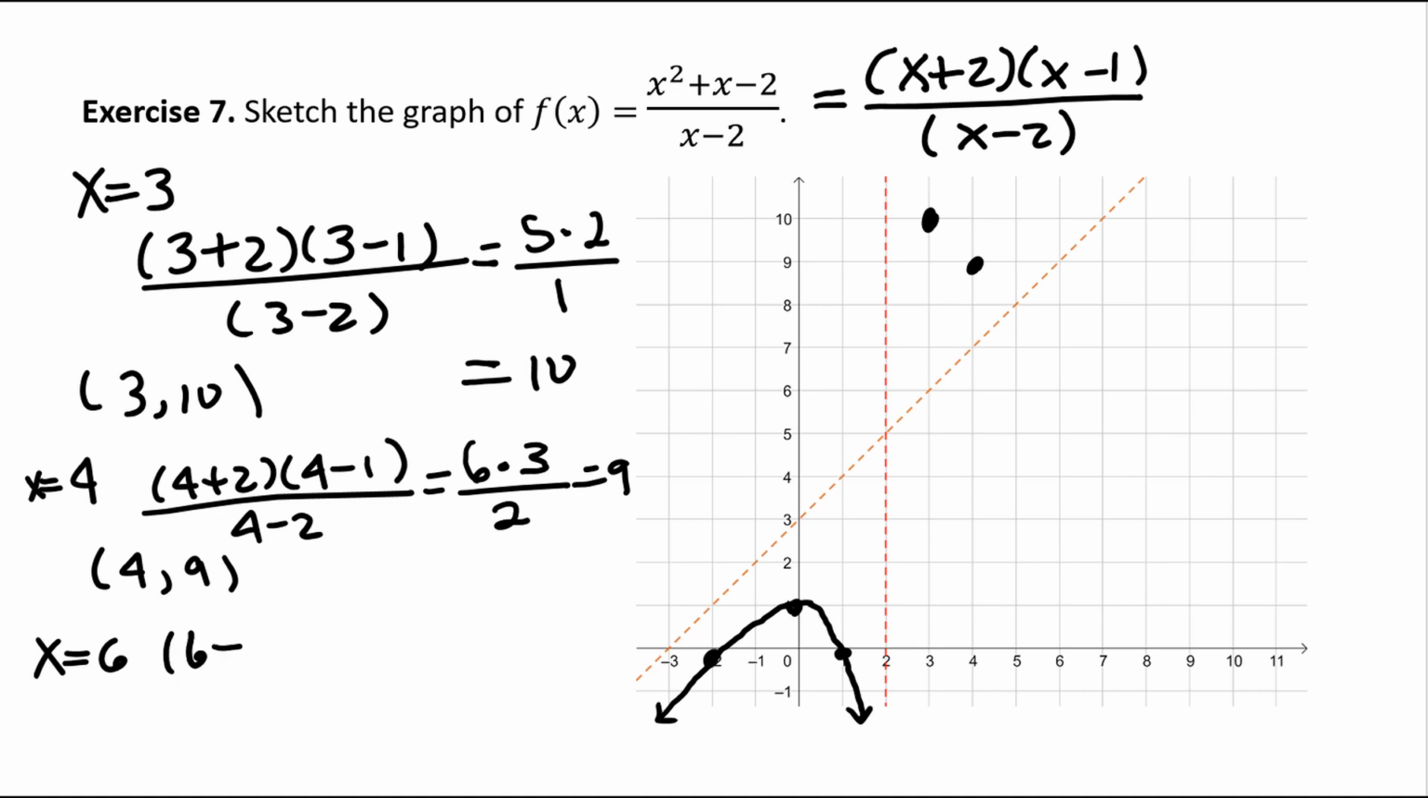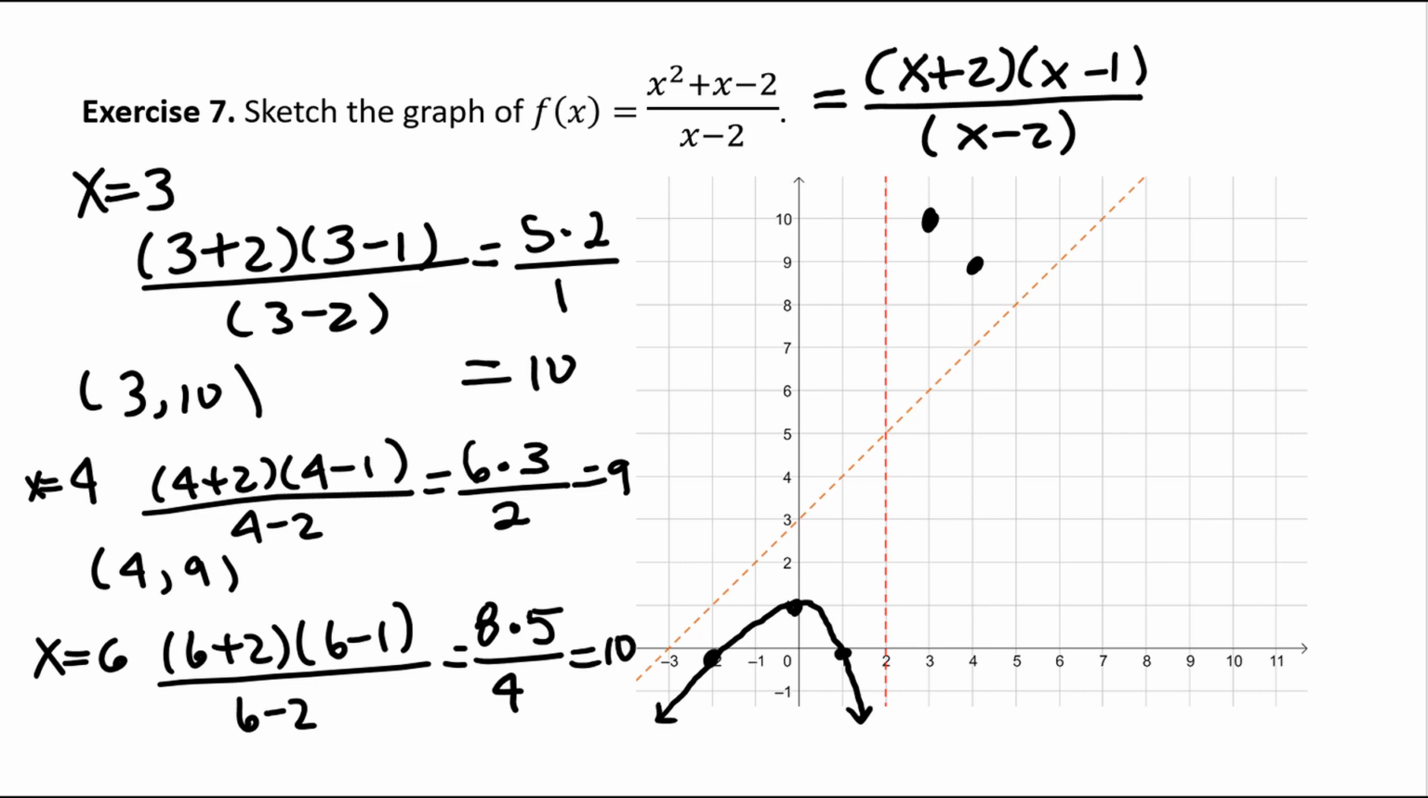And I'll try, how about x equals 6? So we'll have 6 plus 2 times 6 minus 1 divided by 6 minus 2. So that's 8 times 5 divided by 4. 40 divided by 4 is 10. So we have an ordered pair 6, 10. And now we can connect these points within the confines of our asymptote, and that's the general shape of our graph.